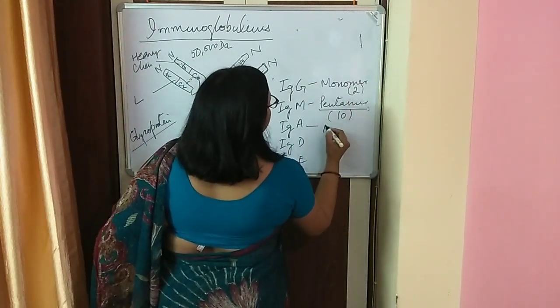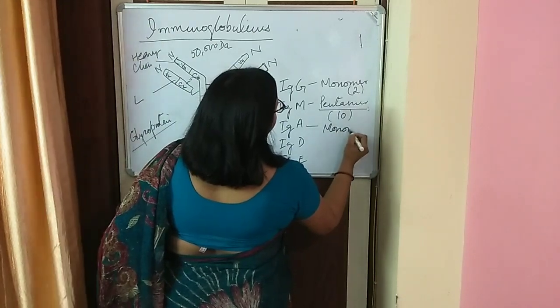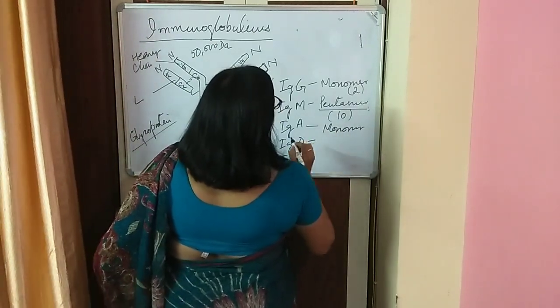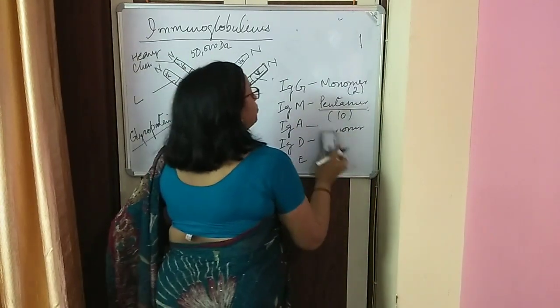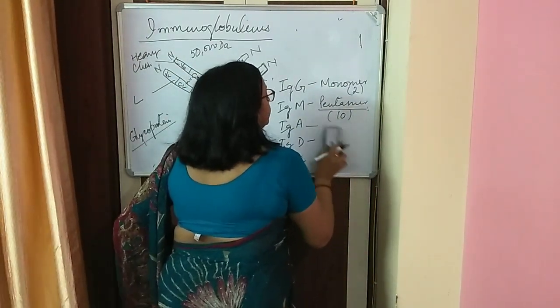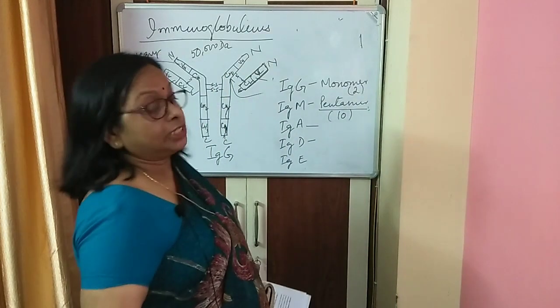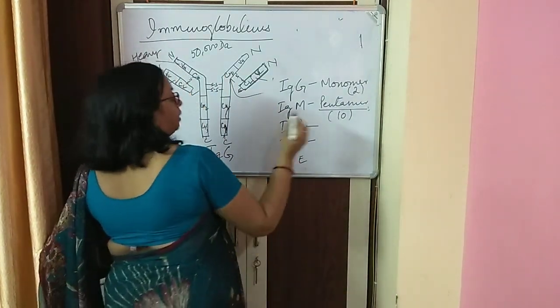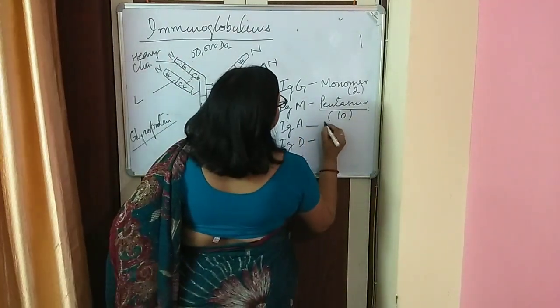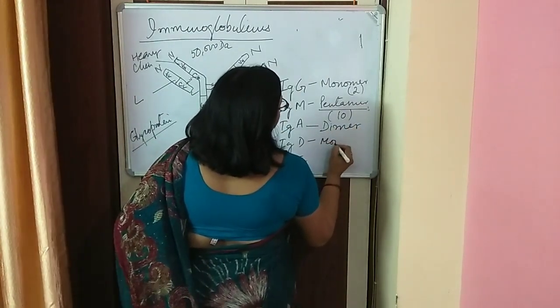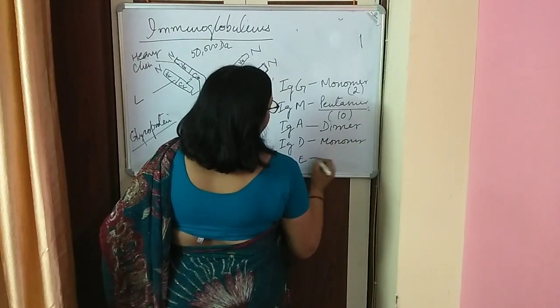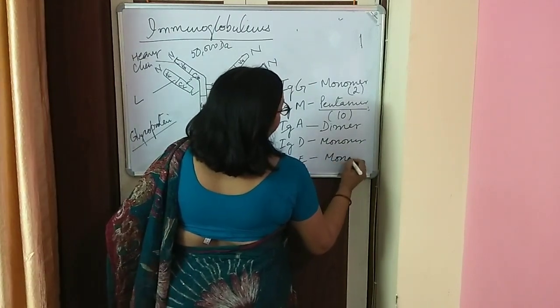IgA is also monomer. No, it is dimer, sorry. IgA is dimer. It is present in the tears and mucosal secretions. It is present in the breast milk, the first milk, that is colostrum. So this is dimer. This is monomer, and this is also monomer.